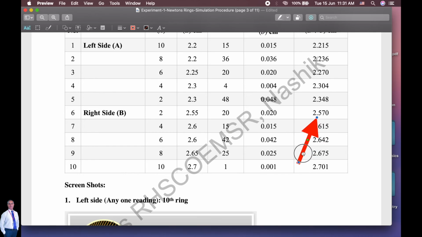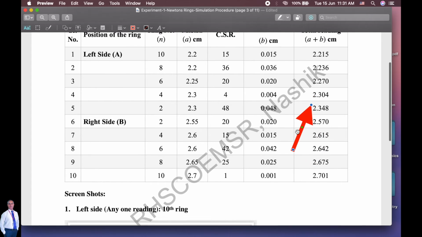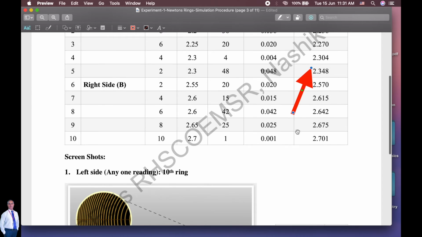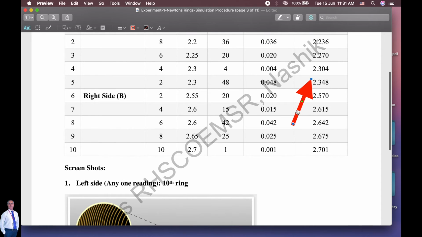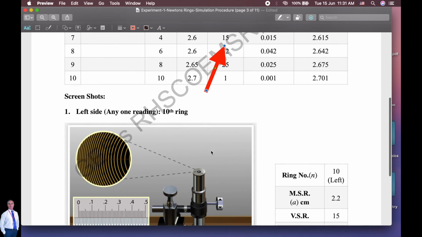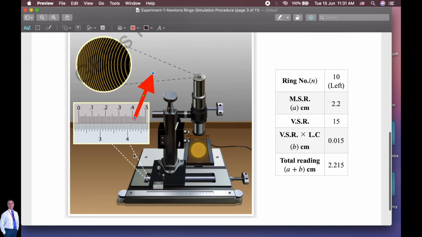So this table I have already prepared, and this is available on my web page. You just go through it. Now this is just for confirmation. You can add the screenshots here. So this is the screenshot for the 10th ring, left hand side. Main scale reading 2.2, vernier scale is 15, and so on. These readings I have already mentioned in the table.